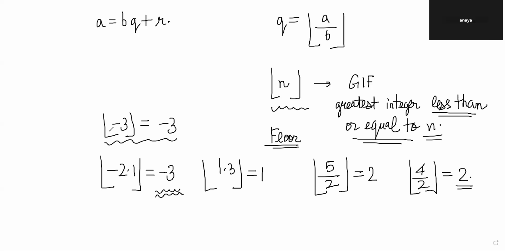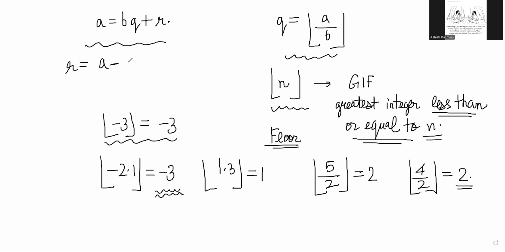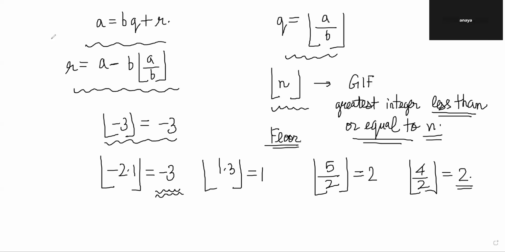So here, the quotient is actually the floor of A by B, so we can write the remainder as A minus B times the floor of A by B. You should know what the remainder and the quotient actually are.